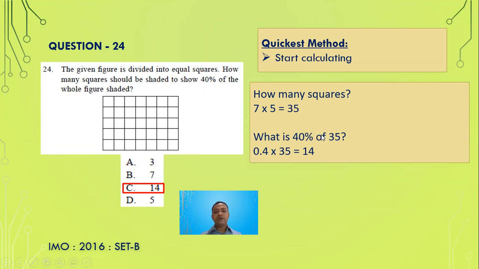So what is 40% of 35? 40% is 40 upon 100, which is 0.4, isn't it? 0.4 into 35 is 14. 0.4 into 35 is 14. So the correct option is 14.